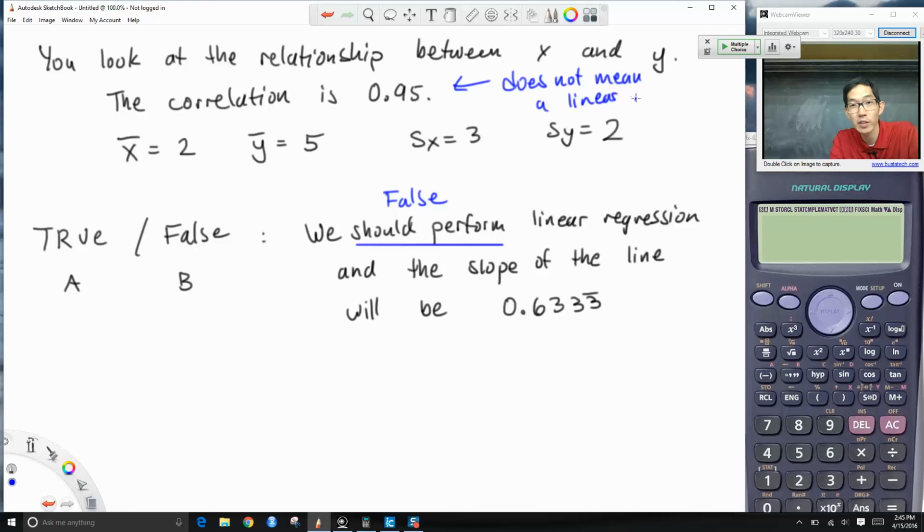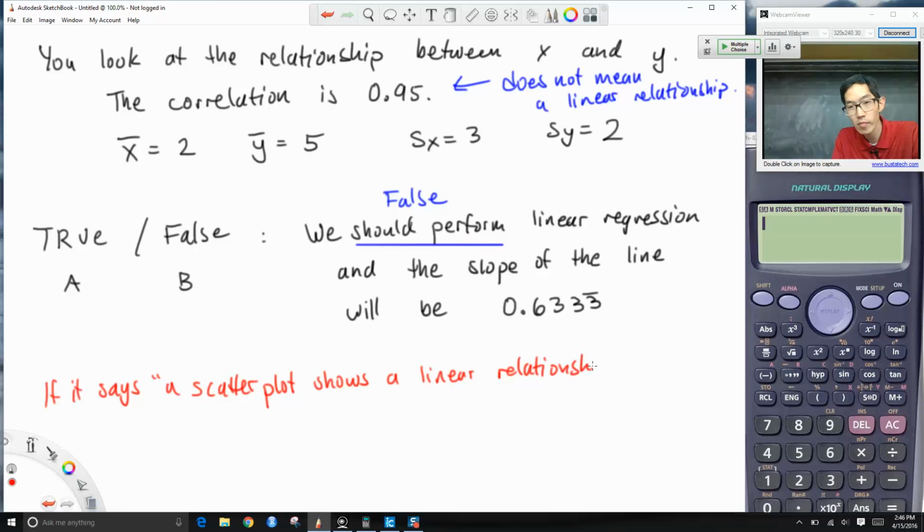Yeah, question. Yeah, it could be we can perform that. I guess that would be true. You can always do the wrong thing. If I had said somewhere in here a scatter plot shows a linear relationship, then that would make it true. Okay, so if it says a scatter plot shows a linear relationship, okay, then the statement would be true.